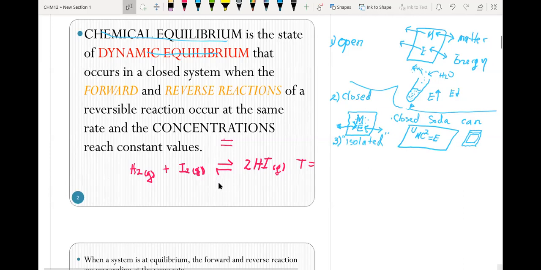Initially, probably, when you place in a container, you place H2. You pump hydrogen gas, and then you pump into the system iodine gas. Remember, that's one condition, it's a closed system. Once you pump in the material, you know exactly how many moles. Let's say we will work with stoichiometric amounts, and this is a 1 liter container.